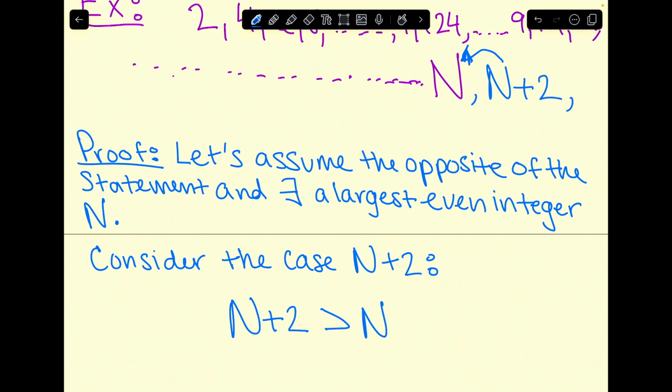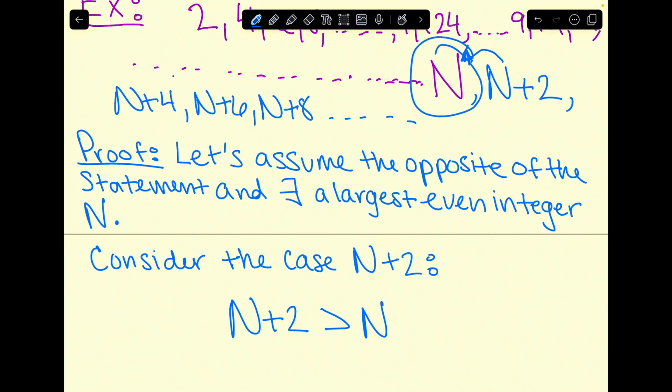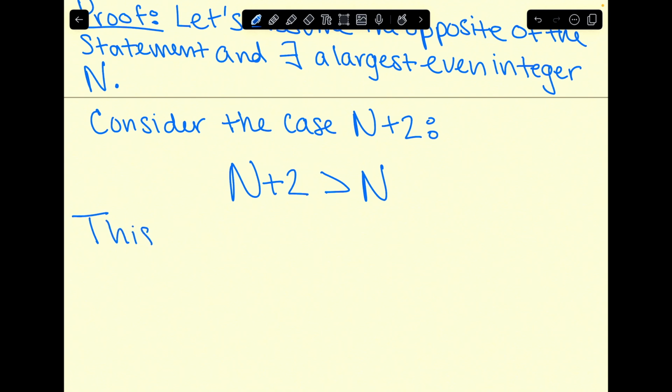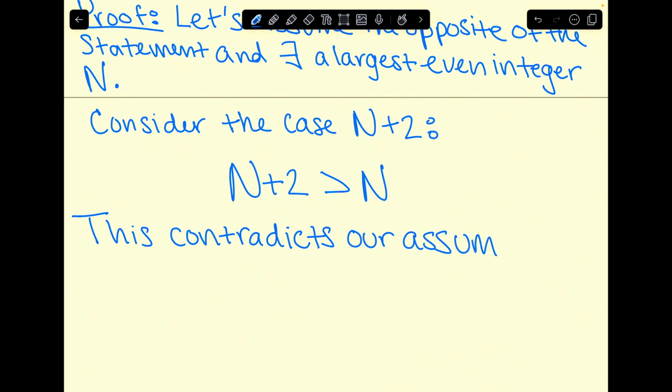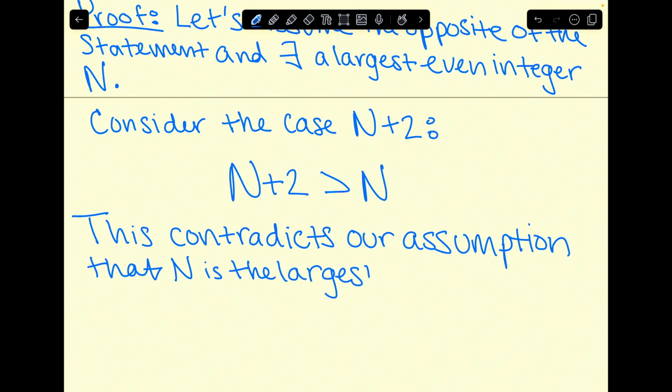And then the same is true when you add another 2, another 2, another 2, etc. This contradicts the claim that we had one largest even integer. This contradicts our assumption that n is the largest even integer.